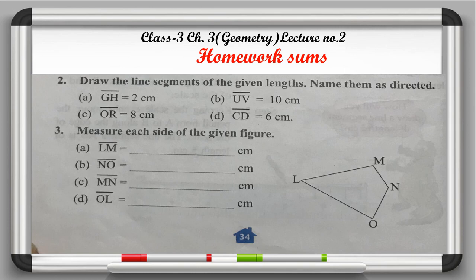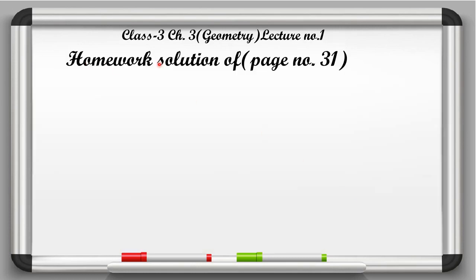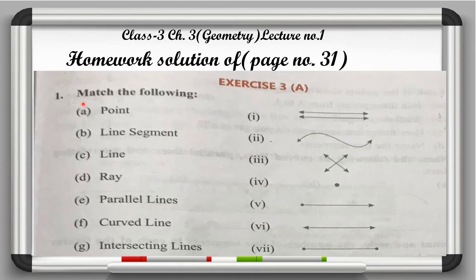Okay. Now the homework solution. I had given you some questions from page number 31, question number 1 and 2. So now we will discuss that. Here in question number 1, exercise 3A, it is given: match the following. Here in A part, it is given point. So first of all, we need to find out where the point is in this. So here you can see there is a point. So we will match it with points like this.